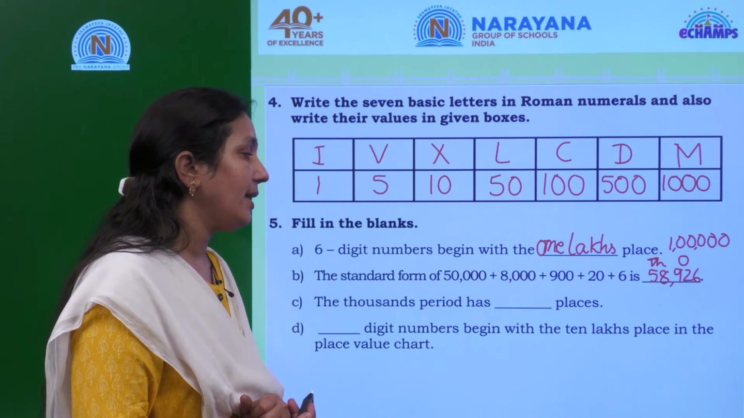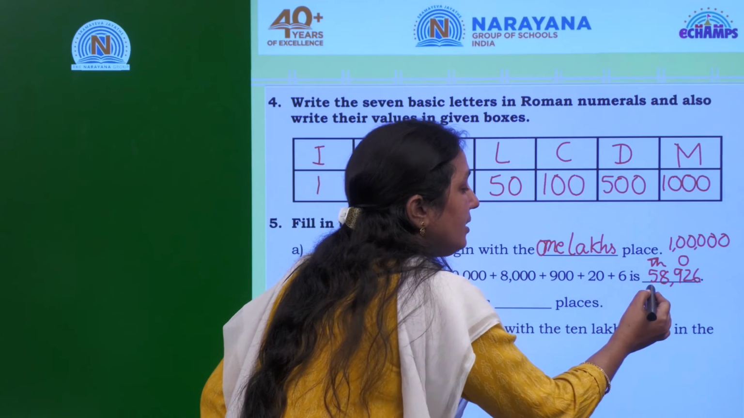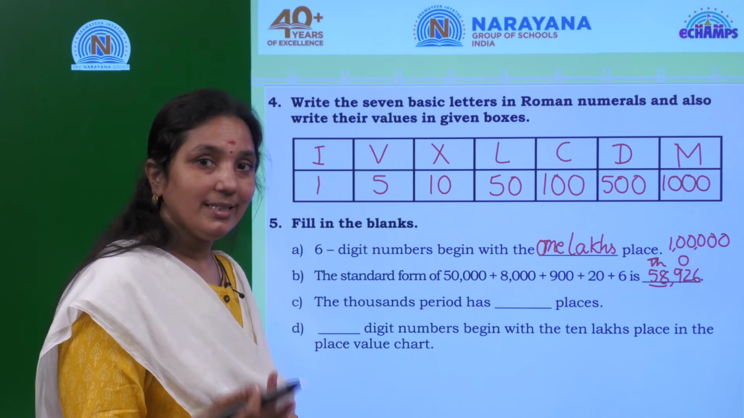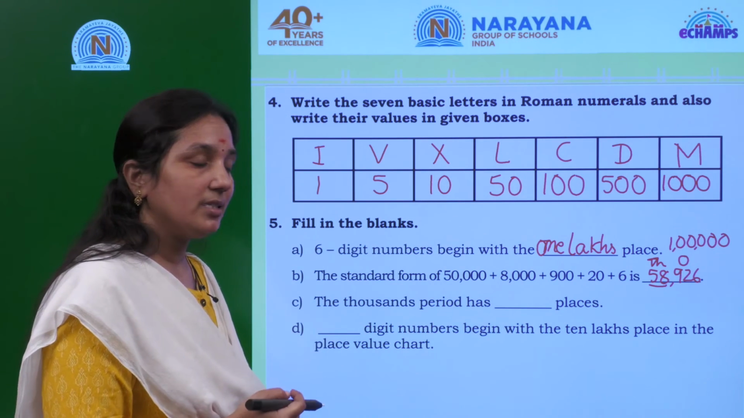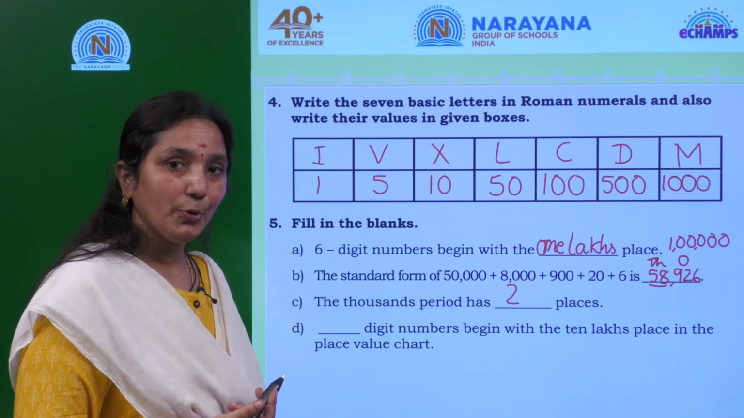So, next one, the thousands period has dash places. So, here you can observe here how many places we have in thousands period? 1000, 10,000. So, how many places we have? 2 places. We have 2 places.